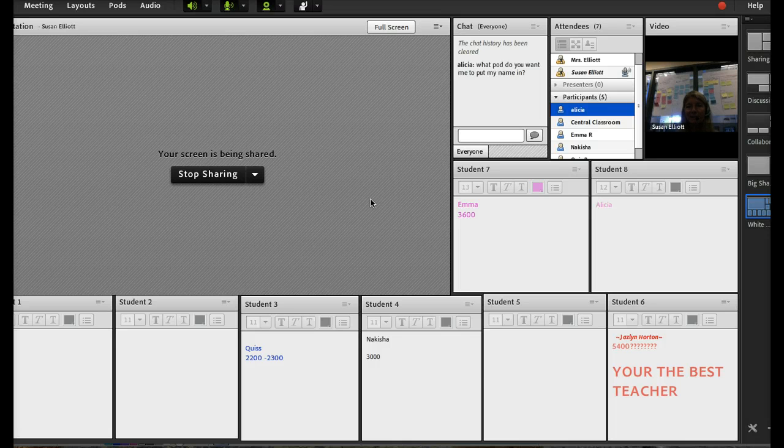So we have some guesses I'm seeing. Emma, you have 3,600. Good job. Keys, 2,200 to 2,300. Okay, good. And Nikisha, 3,000. So all very close. Jazz has left the building for now.